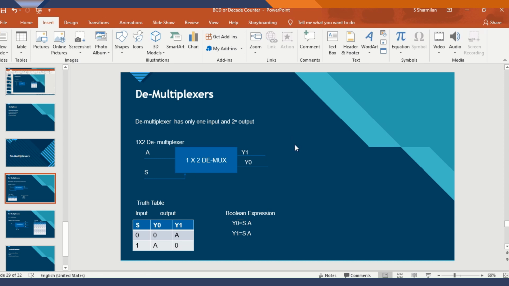This is a diagram of the demultiplexer. This is the truth table of the demultiplexer. That means a 1 into 2 demultiplexer. This is a Boolean expression. Now, I am going to implement the demultiplexer in the Logicium simulator.